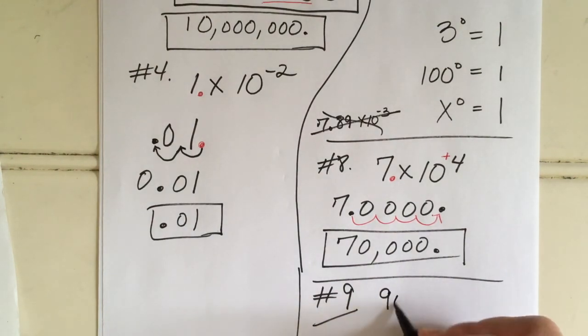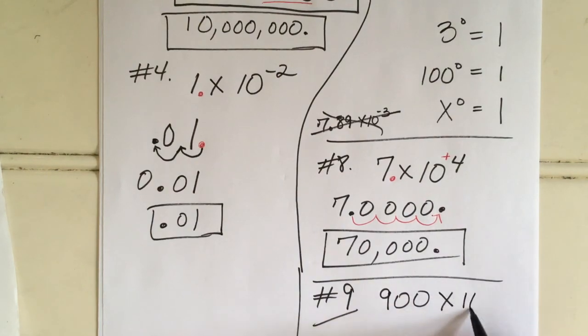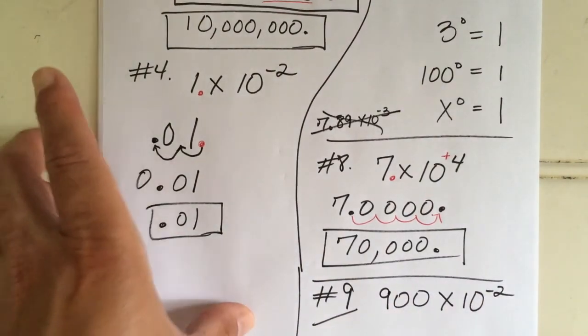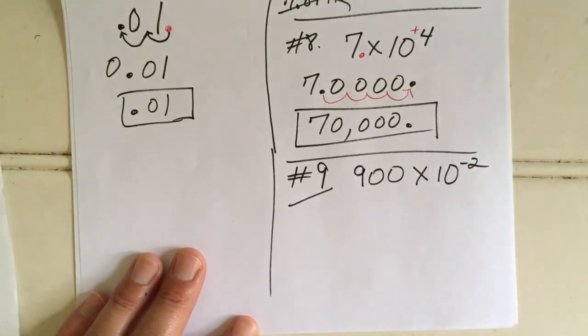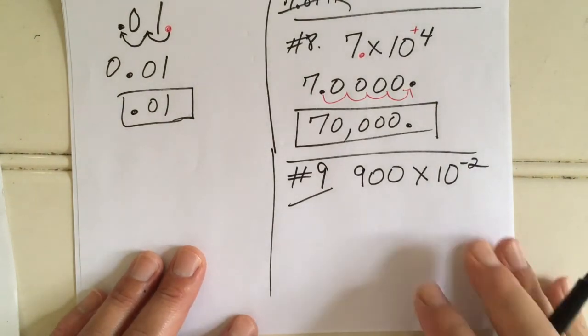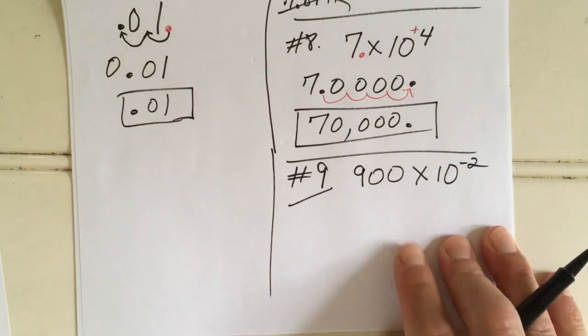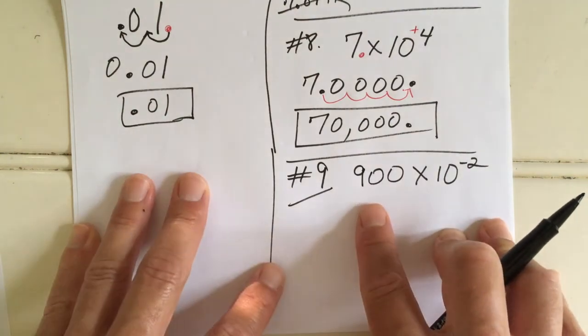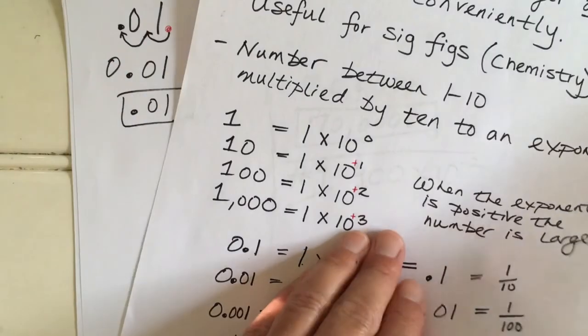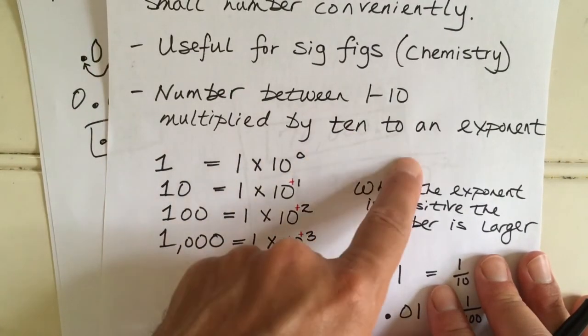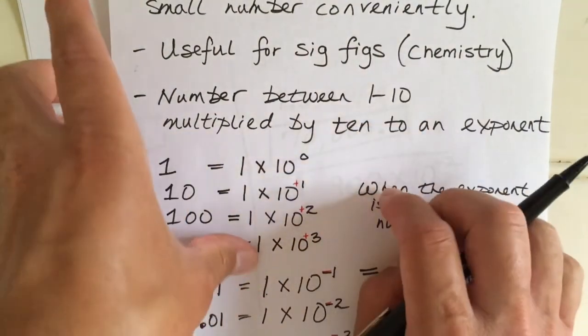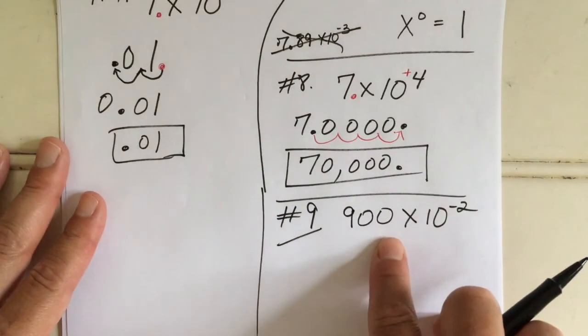Yeah, that's fine. 900 times 10 to the negative 2nd. Let me say something about this. A lot of times students on a test will get it wrong because they didn't put their scientific notation to a number between 1 and 10, right? That was our rule here. It's a number between 1 and 10 multiplied by 10 to an exponent. 900 is not between 1 and 10.